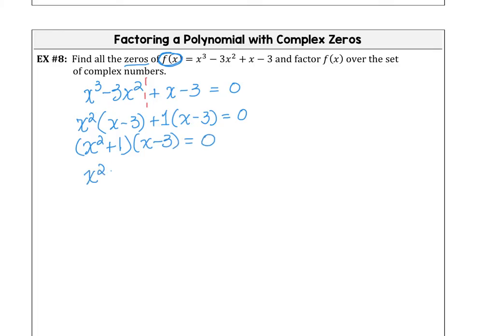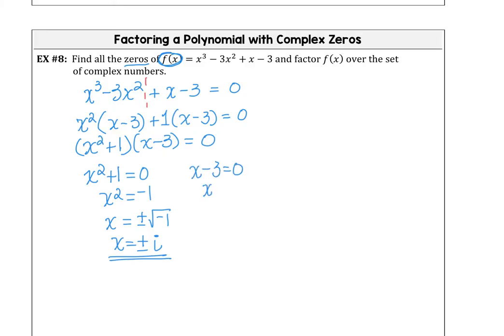x squared plus 1, when is that factor 0? When x squared is negative 1. So taking the square root of both sides, that's plus or minus the square root of negative 1, which is a complex zero of i. So we have two zeros that don't show up on the graph. And then the second factor, when is x minus 3 zero? That occurs when x is positive 3.